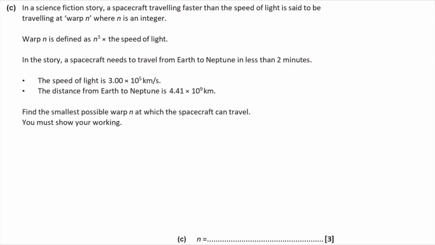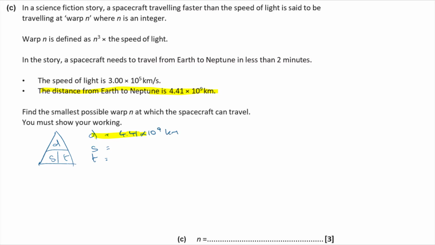Okay, so this is essentially a distance, speed, time question, dressed up rather nicely in a story. Any Trekkies out there? Sounds a bit Star Trek to me. Distance, speed, time. Okay, what have we got? So we've got the speed of light, which is part of the speed, so we're not going to use that yet. We've got the distance from Earth to Neptune as 4.41 times 10 to the 9. So that's my distance that we need to travel, 4.41 times 10 to the 9 kilometers.